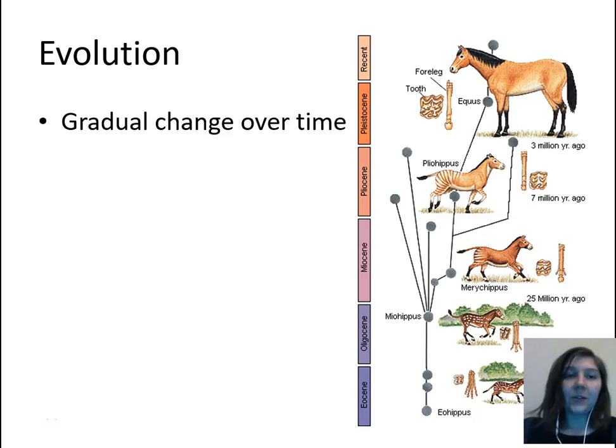Evolution is defined as gradual change over time. In biology, we are talking about the gradual change of species over time. So for example, here we have the evolution of the modern day horse, and particularly looking at teeth and bone structure, you can see many similarities in their ancestors. However, instead of having toes like the Eohippus, they have fused bones that form their hoof.